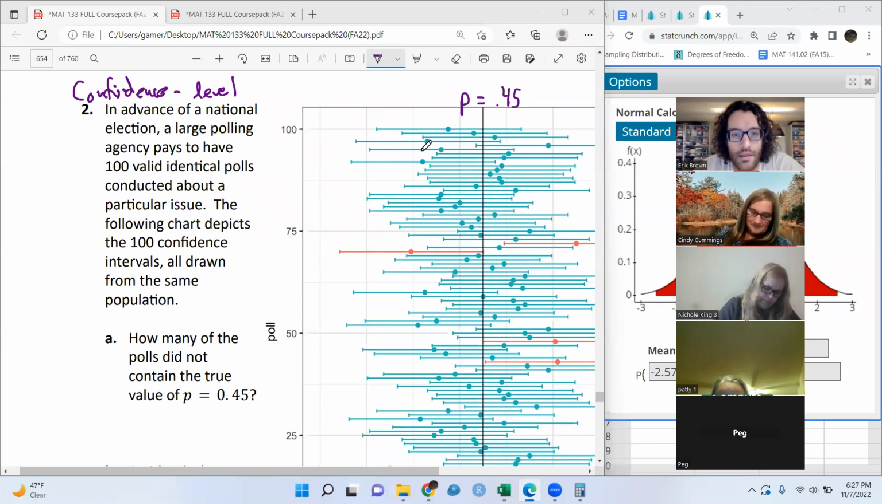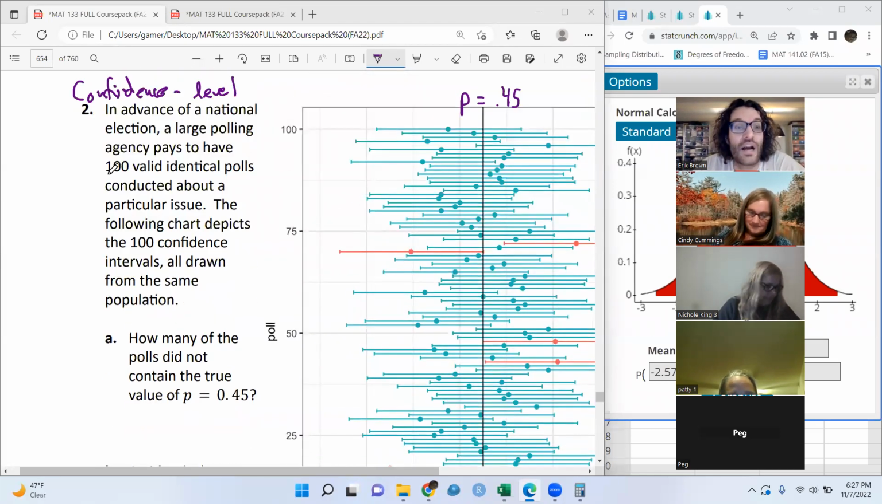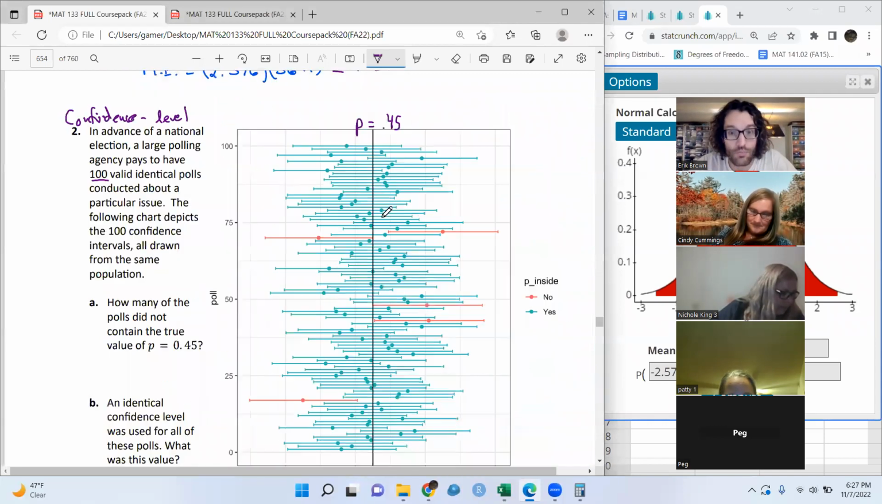Okay, so this is a graph of a bunch of confidence intervals. In fact, it's 100 valid identical polls. We've taken 100 samples, all of the same size, and we asked them some question about an issue, like, is candy awesome? Yes or no?